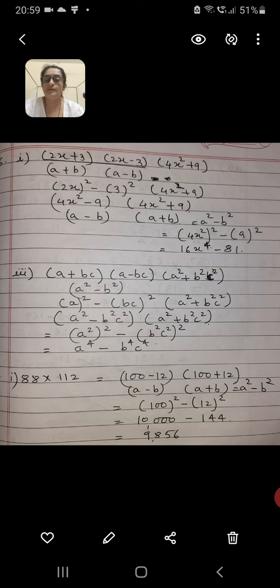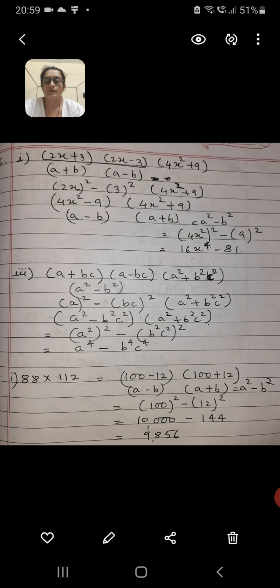Now again we got the same terms in the form of a plus b, a minus b. So here a is 4x square and b is 9. So again a square means 4x square square, and b square is 9 square. So that gives us 16x raised to 4 minus 81.